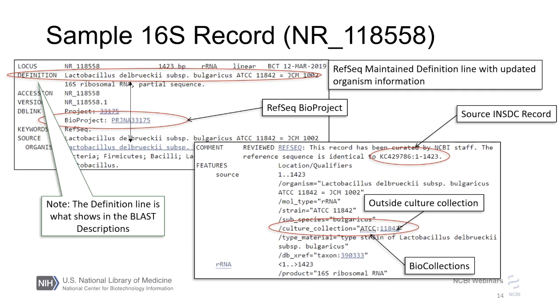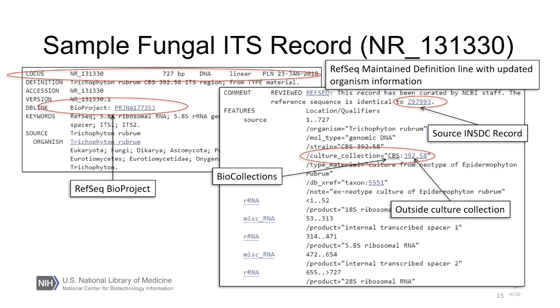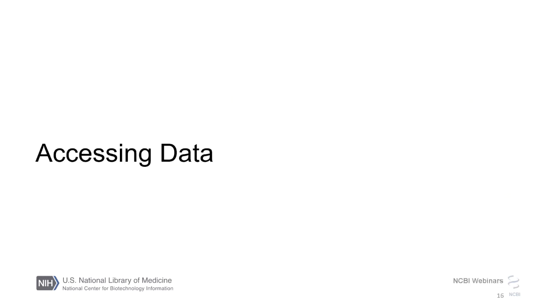This is a 16S record. This is for Lactobacillus delbrueckii. And of course, it has this RefSeq accession number here. And here is the corresponding kind of record for one of the ITS sequences for a fungus. This is Trichophyton rubrum. And again, you have the curated def line, the link to the BioProject, and the link to the outside culture collection where you could order this particular culture if you wanted to verify or do work on this yourself. Okay, so let's talk a little bit about how you can get access to these data.